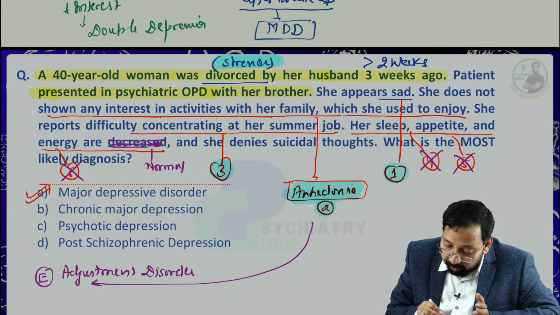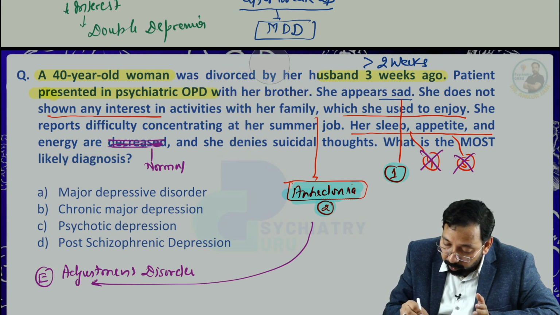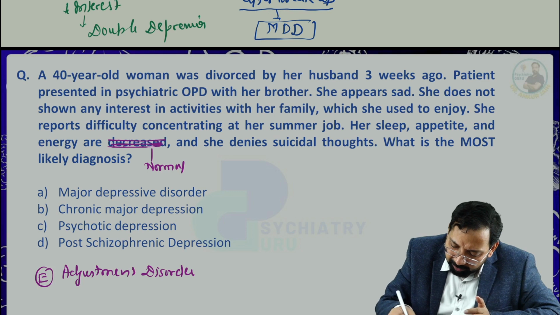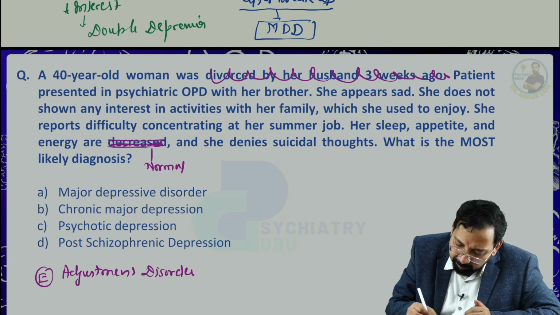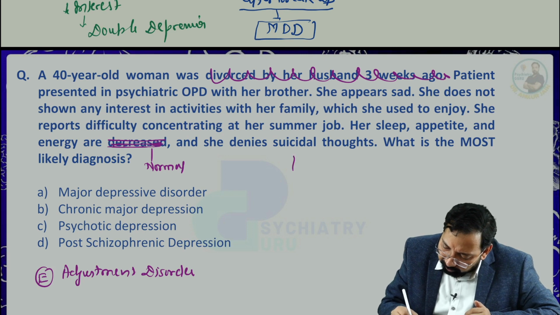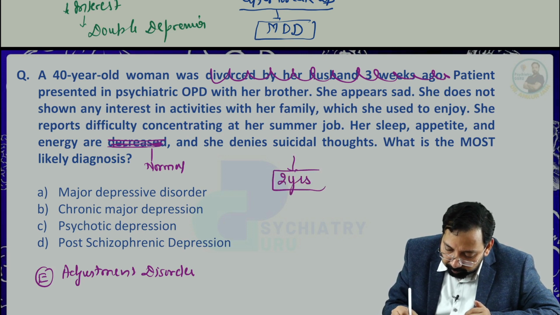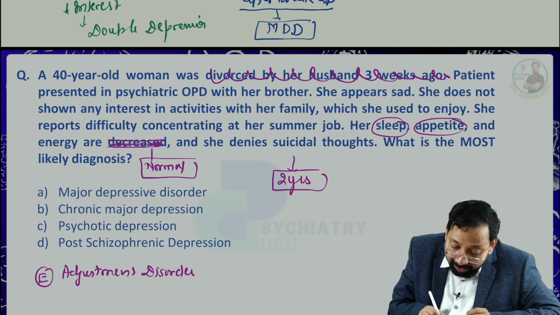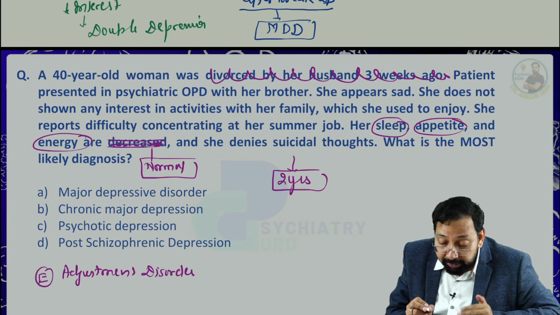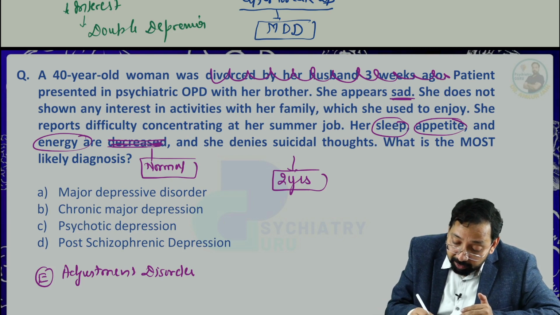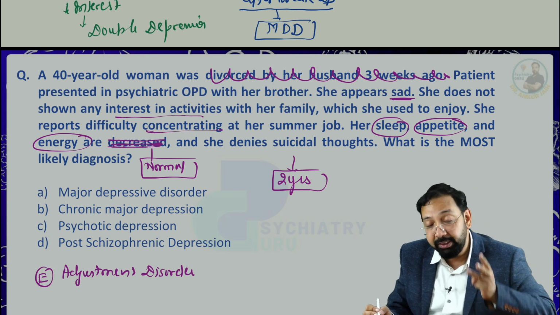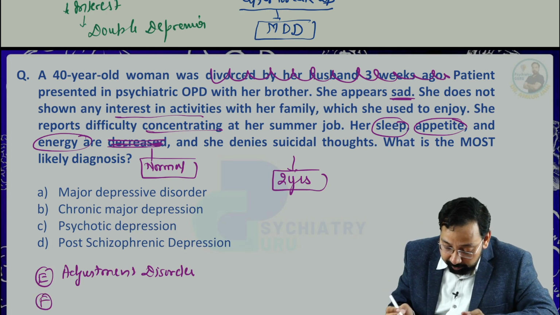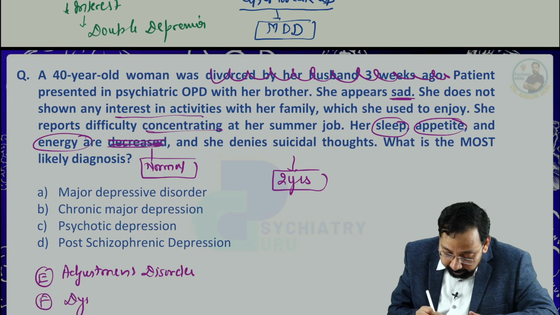Now in the same question, if I remove all these things, and I say that these symptoms are present for 2 years. This is normal, means sleep is normal, appetite is normal, energy is normal. Yes, these three symptoms are still present. Sadness is there, anhedonia is there, concentration problem is there. Three symptoms for 2 years not fulfilling the criteria of depression. The answer would be, yes, dysthymia.